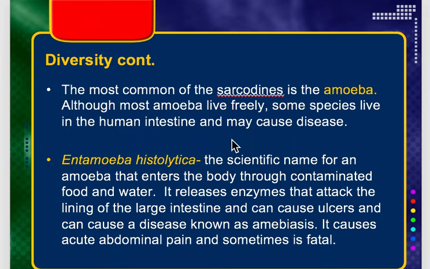As I said before, for this phylum, the most common of your sarcodines is the amoeba. And although most of them live freely, we come in contact in lakes and fresh water a lot with these free living non-parasitic amoeba. But some of them can be parasites. Now remember, the parasite is a type of symbiotic relationship in which one partner benefits, which would be the parasite, and the other one is harmed. And these can cause human disease.